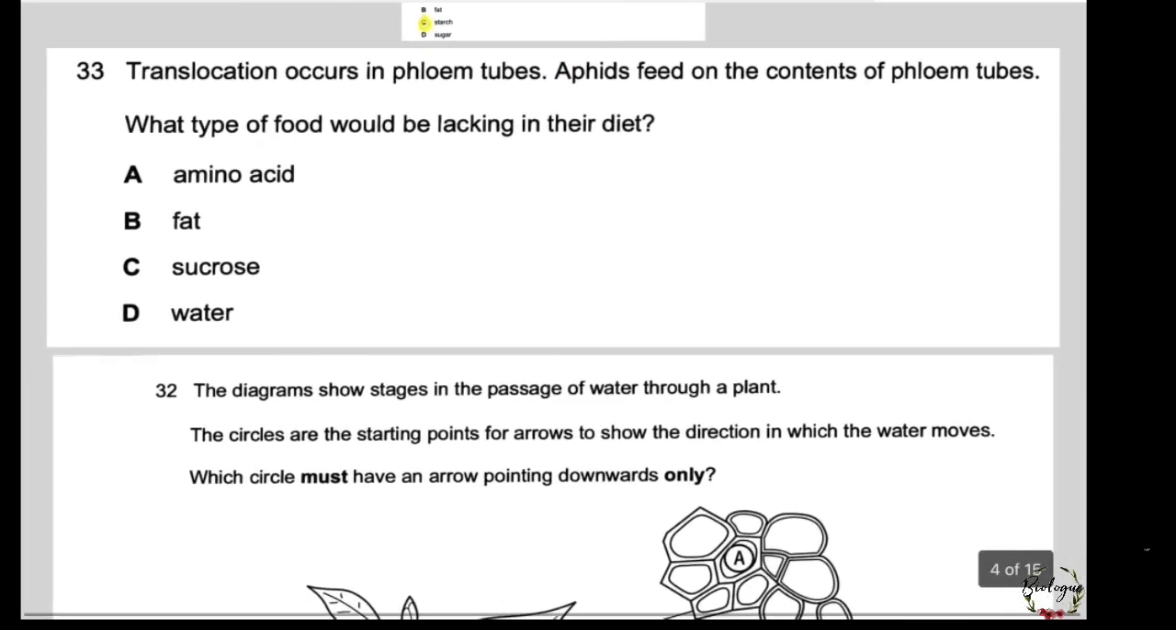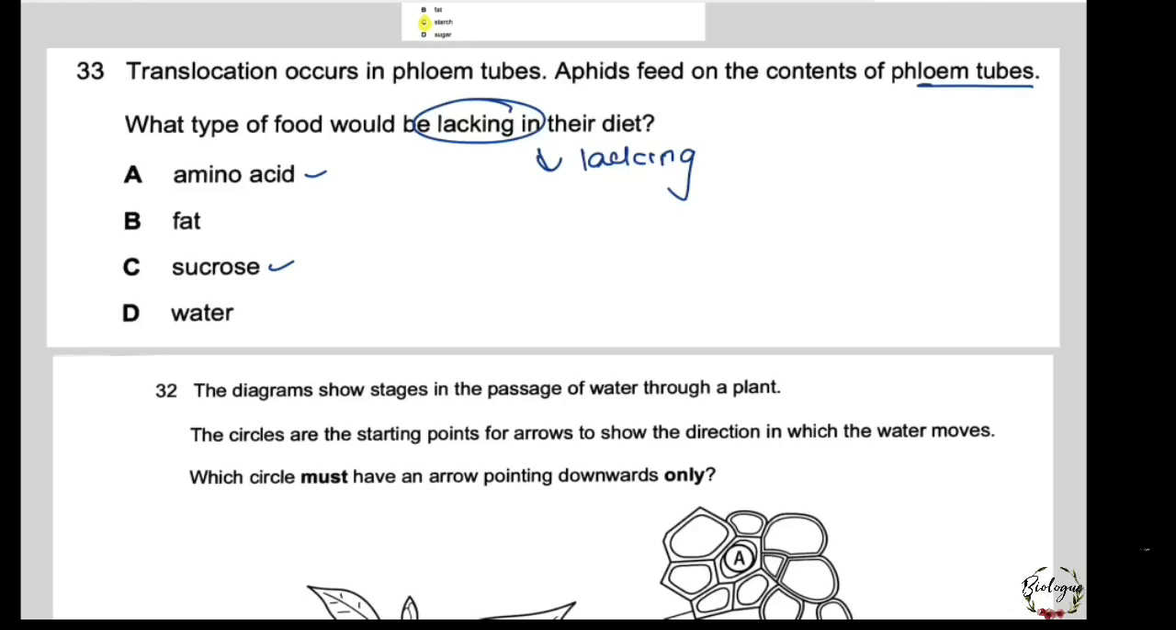Alright, now the next question. Translocation occurs in phloem tubes. Aphids feed on the contents of phloem tubes. What type of food would be lacking in their diet? The term lacking is important here. Pay attention to that. So remember, in phloem, the transportation of sucrose and amino acids is very prominent, and naturally the aphids will also get water from the xylem. So what is the substance that they will be lacking? They will obviously be lacking the fat in their diet.